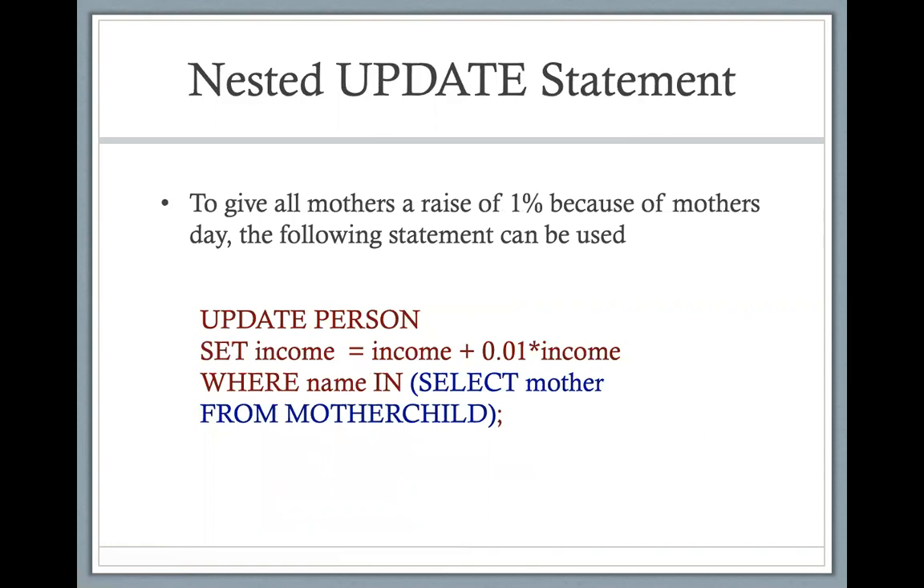How do I update the income of a person? The way to update an income of a person is to say update person, the table person, set income equal to the new value. So now if I do this alone without any nested querying, this will update everybody.